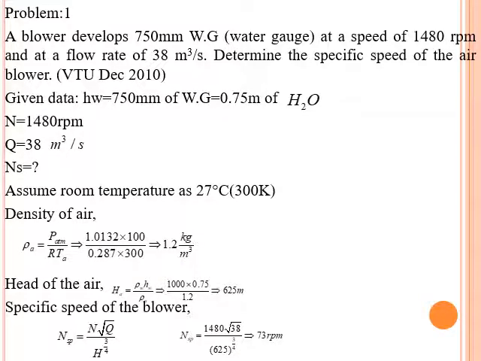The head of air is equal to 625. The power of that 3 by 4 is equal to 73 RPM. That means now the specific speed of the given air blower is 73 RPM.